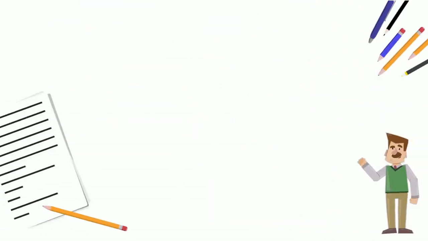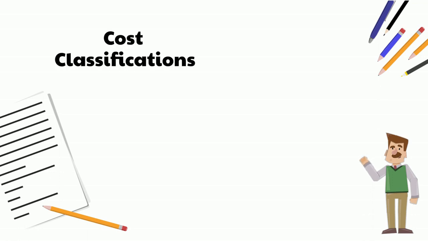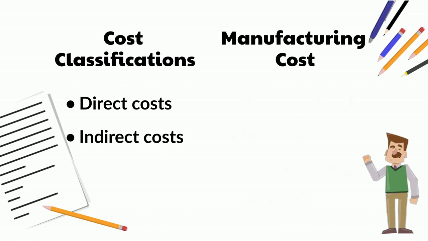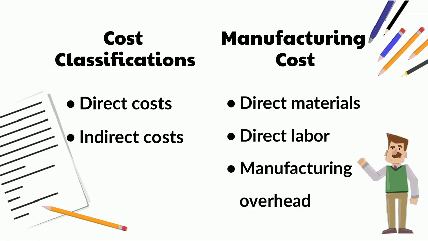Welcome to our video on cost classifications in manufacturing. There are two types of costs: direct costs and indirect costs. When a product is manufactured, there are different types of costs that are associated with it.